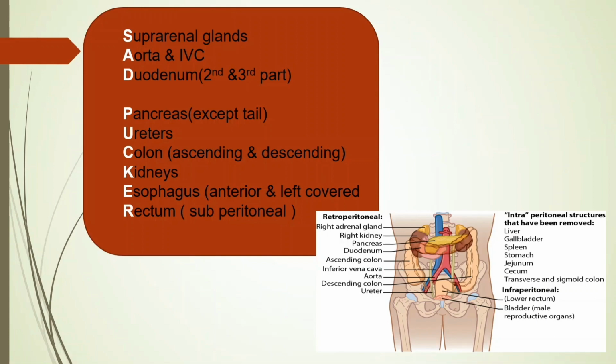Y'all can use the mnemonic SAD PUCKER to remember all of these. So S for suprarenal glands, aorta and inferior vena cava, duodenum, second and third part, also the fourth part, pancreas except the tail, ureters, colon descending and ascending, kidneys, esophagus, and rectum.